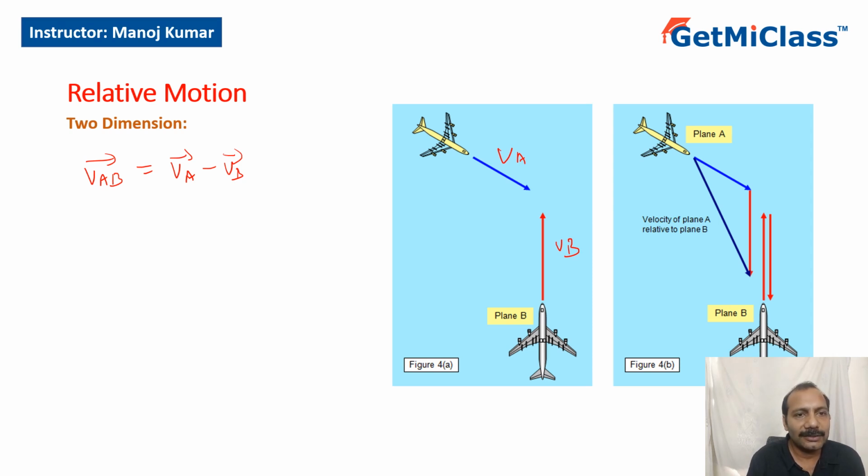Here we'll try to draw this. We know this is VA, this is VB. Then minus VB will be just opposite to that. So this is minus VB. By the triangular law of addition of vectors, this is VA minus VB, which is the relative velocity. So I can apply the same formula, the difference of vectors, that is the difference of velocities of the two objects, to two dimensions or three dimensions also.